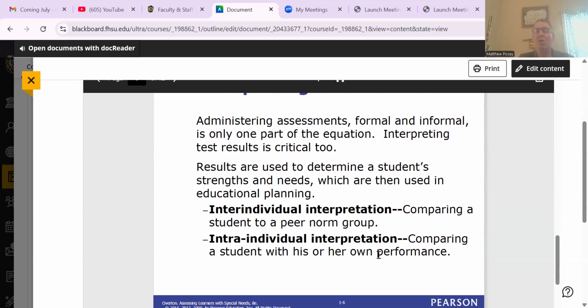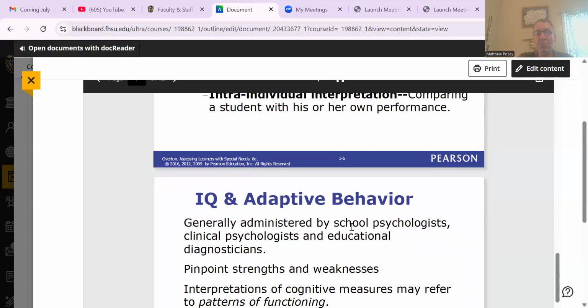Also, this goes right along with, as I mentioned briefly either last week or the week before, criterion referenced tests. That does the exact same thing. It compares the student with his or her own performance rather than comparing them to a norm group.